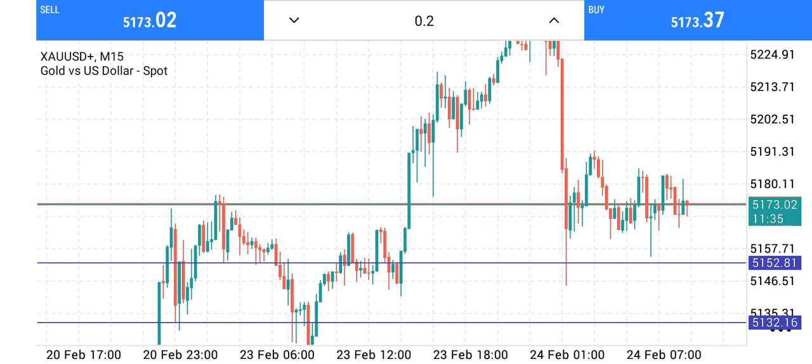I'm very sure within around 2 o'clock to 3 o'clock till 5 o'clock, the London and New York overlap session, that is where we are going to have this spike.